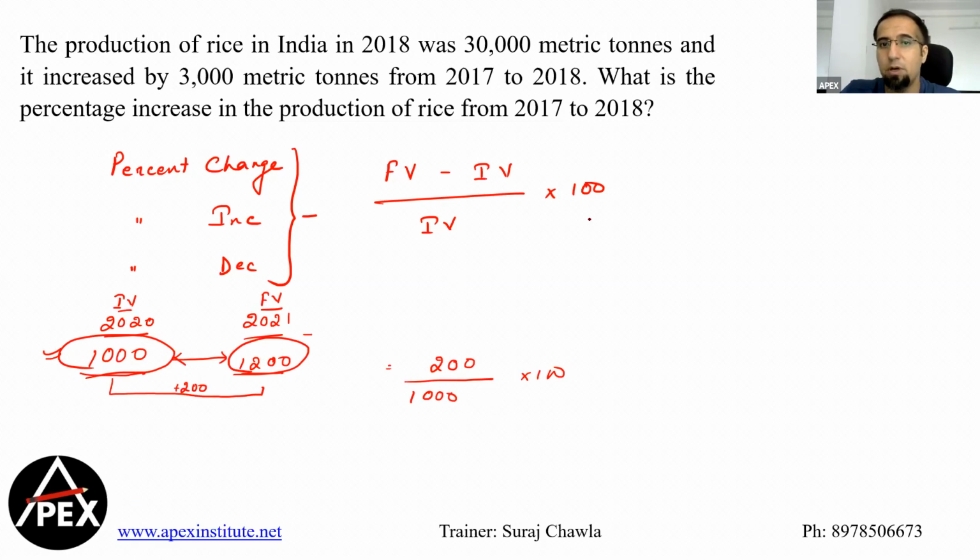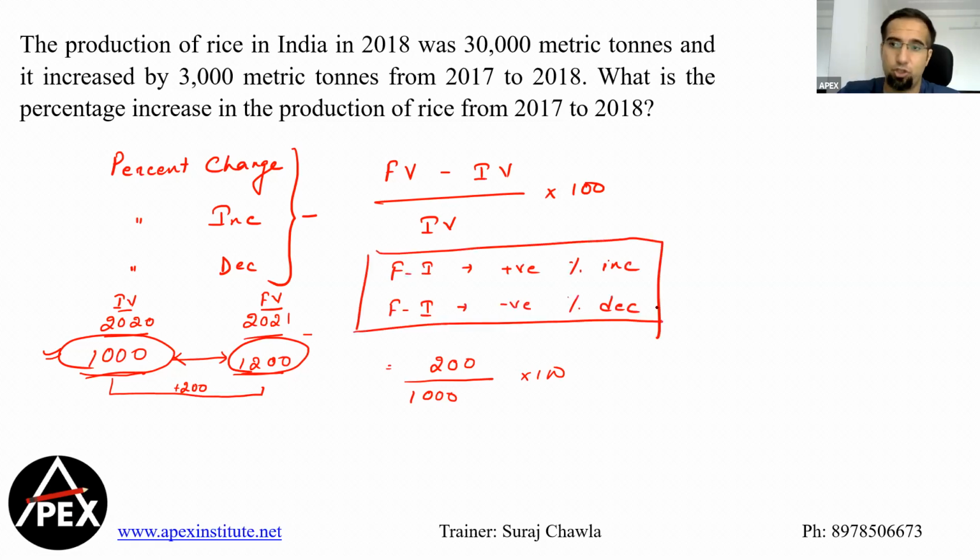Now always remember, if final minus initial is positive, that means there is a percentage increase. And if final minus initial is negative, that means there is a percentage decrease. This is all you need to know with respect to percentage change. Clear, guys? Can I get the answer quickly, please?